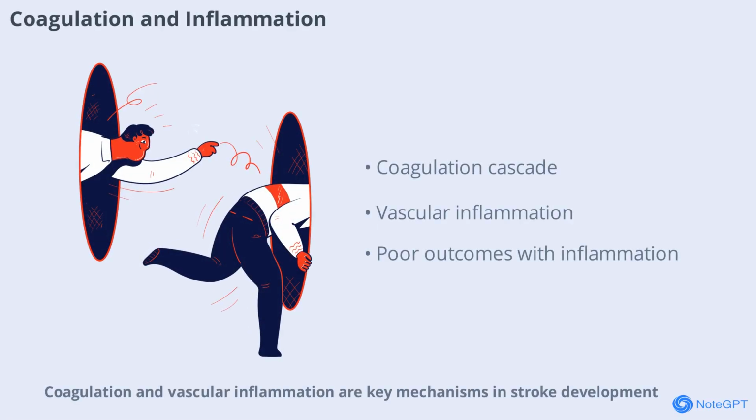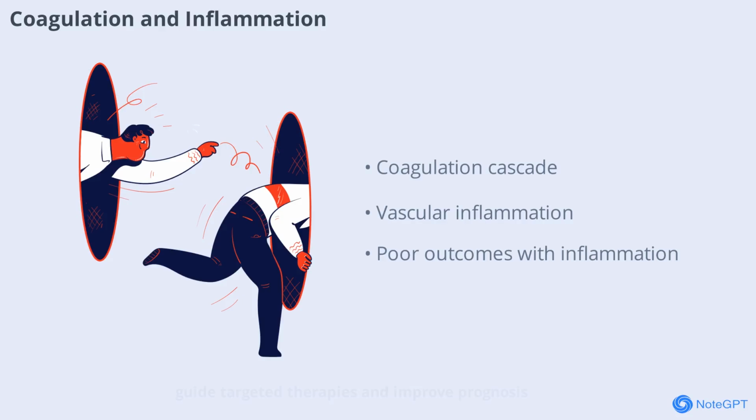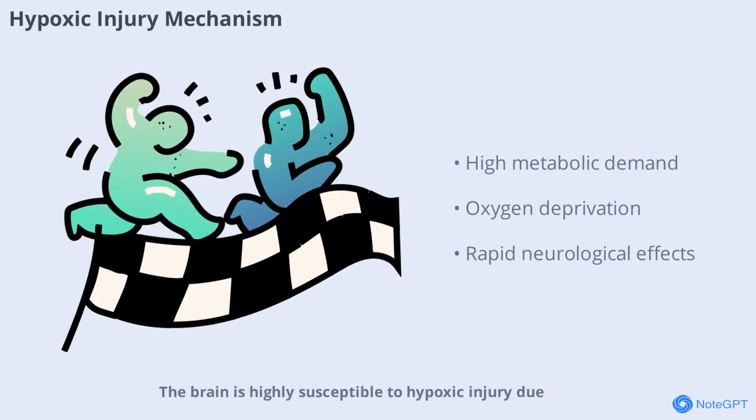Coagulation and vascular inflammation are key mechanisms in stroke development. Theories suggest that the activation of the coagulation cascade and inflammation within blood vessels contribute to the risk and severity of stroke. Elevated inflammatory markers and leukocytosis are often associated with poorer outcomes in acute stroke cases. Understanding these processes can help guide targeted therapies and improve prognosis. The brain is highly susceptible to hypoxic injury due to its high metabolic demands and reliance on oxygen.